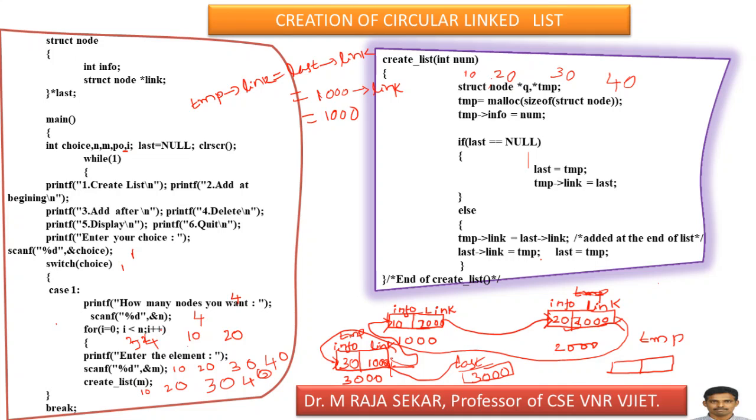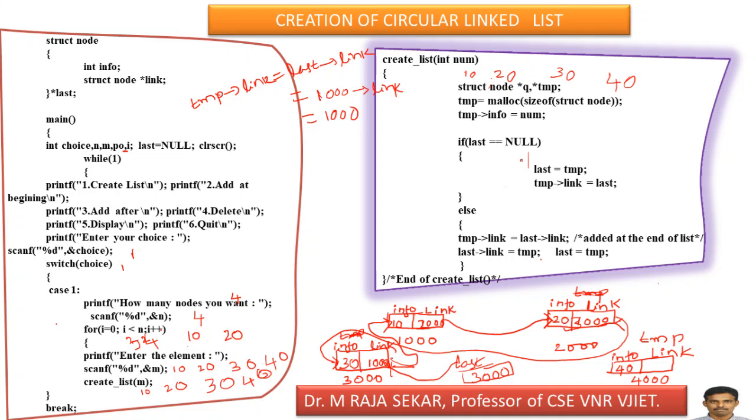Now this cannot be tmp. tmp is this one. What is our first field? Information field. Second field is link field. Let me say this node address is 4000, isn't it? tmp equal to malloc sizeof struct node means internally a node will be created. tmp arrow info equal to num. tmp arrow info means this one. num is 40. Let me write 40.